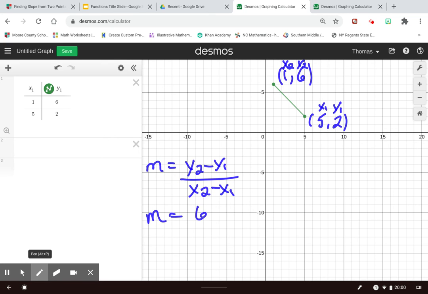So my y2 is 6 minus the y1, which is 2, over x2, which is going to be 1, minus x1, which is 5. So 6 minus 2 is 4. And then 1 minus 5 is negative 4. So 4 over negative 4 simplifies to just a slope of m equals negative 1. And that should make sense to you because this line is decreasing from left to right. And when a line is decreasing from left to right, it is a negative slope.